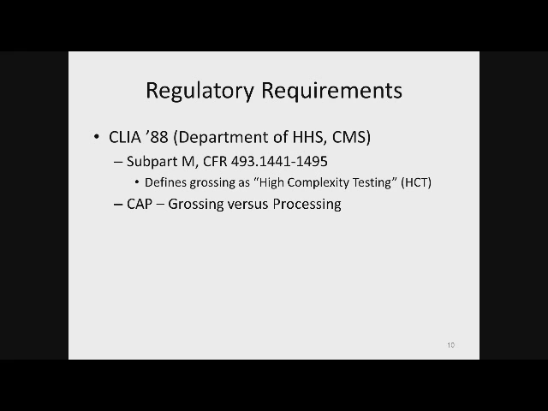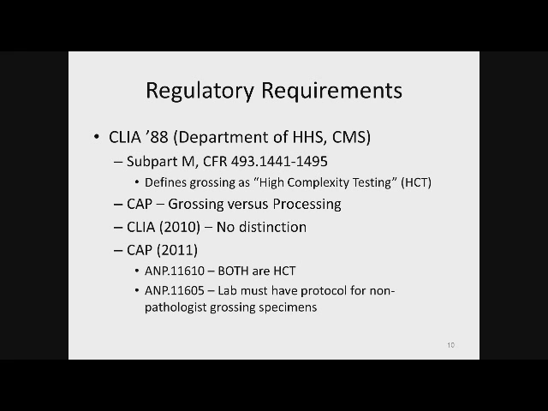Now, high complexity testing was considered to be part of grossing, but again, there was the differentiation between grossing and processing at the time. In 2010, CLIA sent a letter to the College of American Pathologists that clearly stated that there was no differentiation between grossing and processing. So now, as of 2011, CAP considers both high complexity testing and therefore says that the lab must have a protocol for non-pathologist grossing the specimens, and these individuals must be approved for high complexity testing.